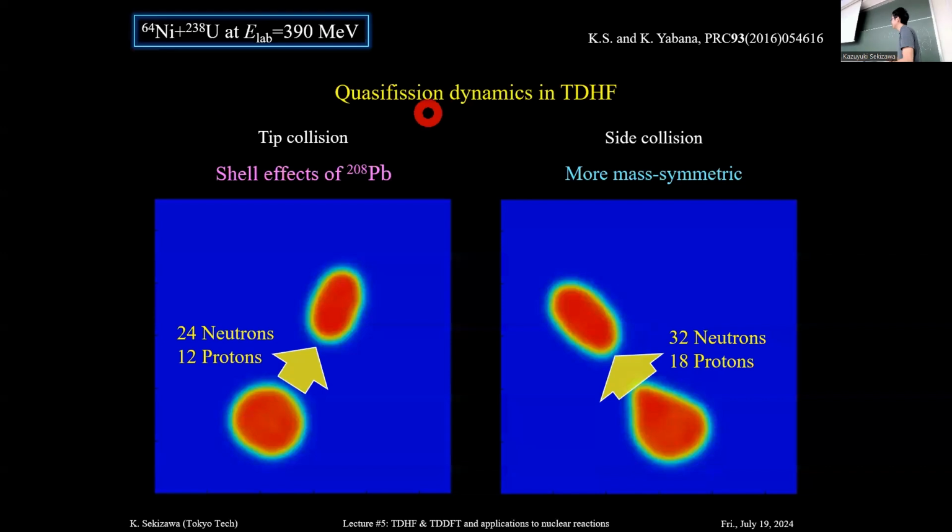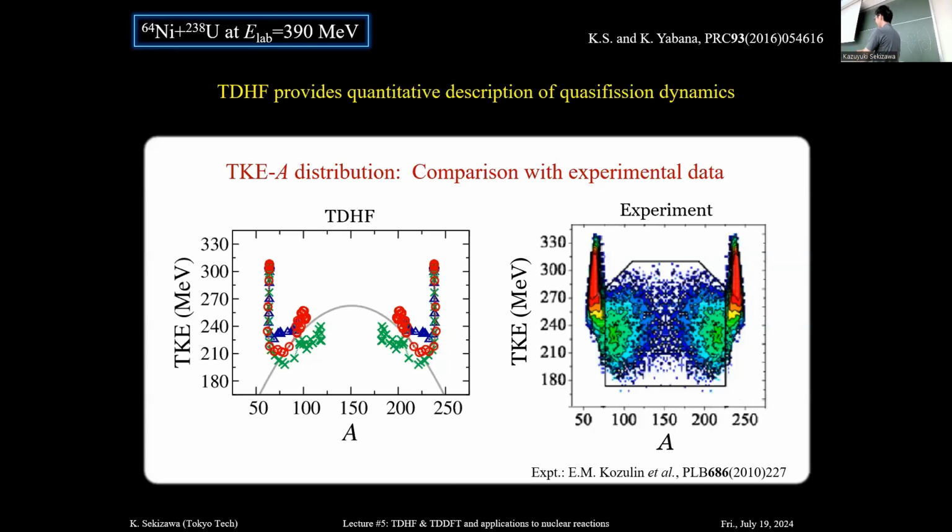Okay, so now the question is whether this kind of process really happens experimentally in reality. And we can compare this kind of reaction outcomes with experimental data. Here I show the total kinetic energy, TKE, of reaction outcomes. It is the kinetic energy of outgoing fragments as a function of mass number of the fragments. On the left hand side I show the TDHF result, and on the right hand side I show experimental data.